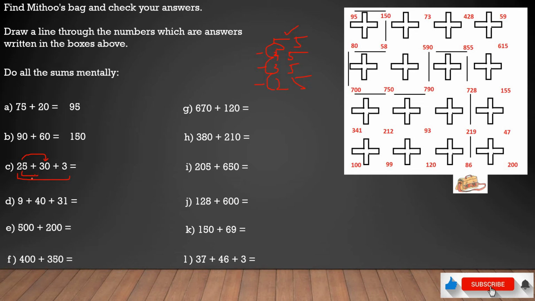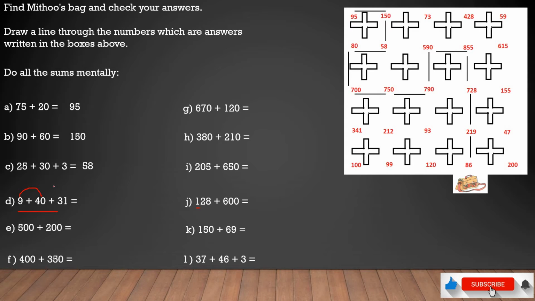After adding these two numbers we get 55, and after 55 if you add 3 more you get 56, 57, 58. The total answer will be 58. So first we'll solve all the questions, then we'll draw a line which will give you the path to this bag.